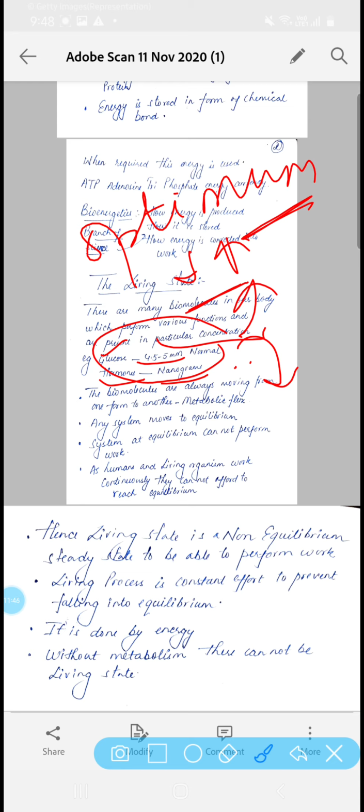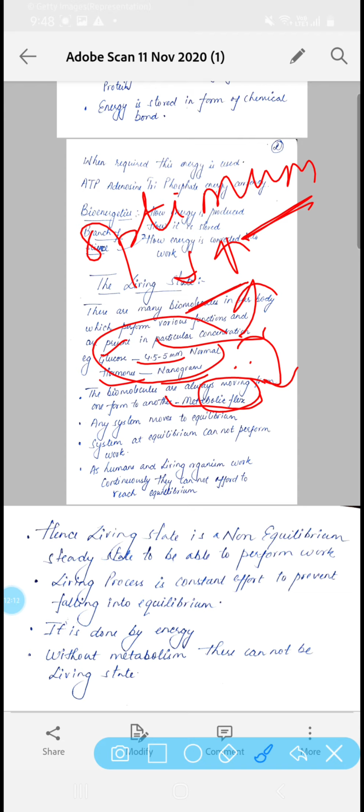Okay, so these biomolecules are always moving from one form to another, and this movement is called metabolic flux. Okay, it can be influx, meaning coming into a cell, or efflux, going out somewhere. So this movement keeps going in or out. This movement of going in or out is called the metabolic flux.